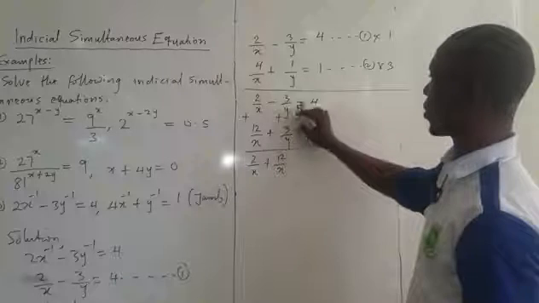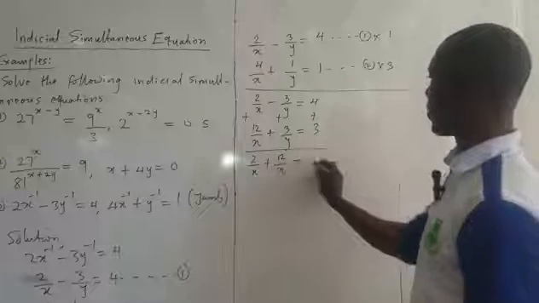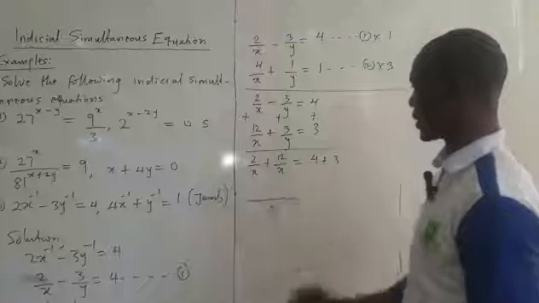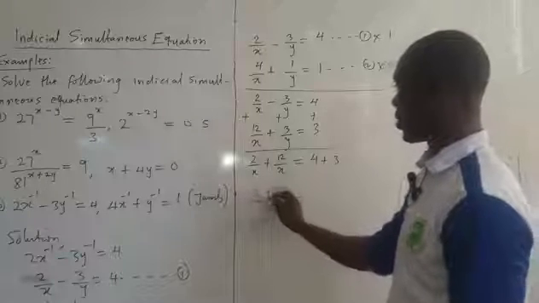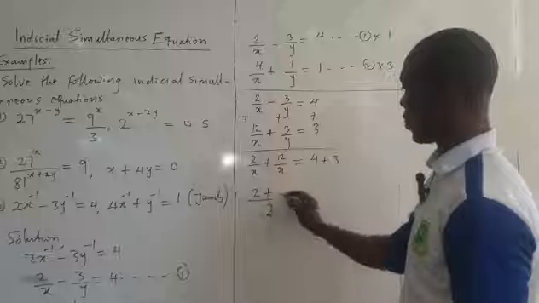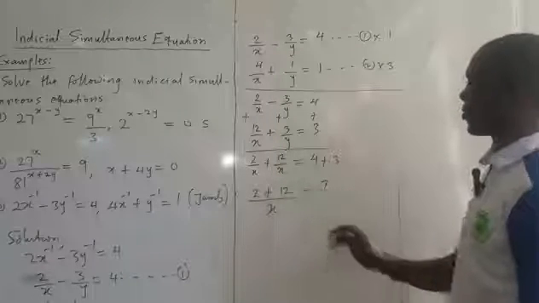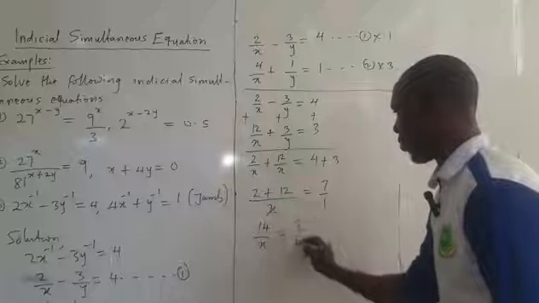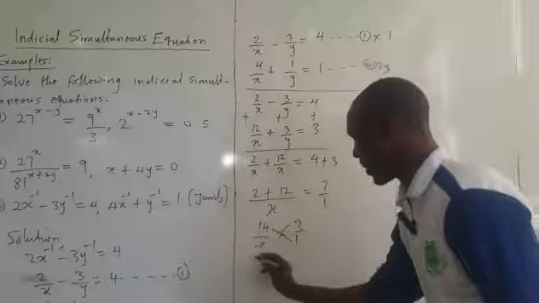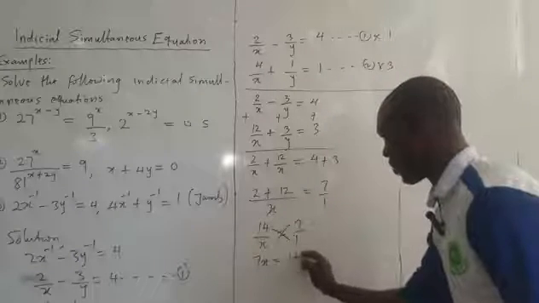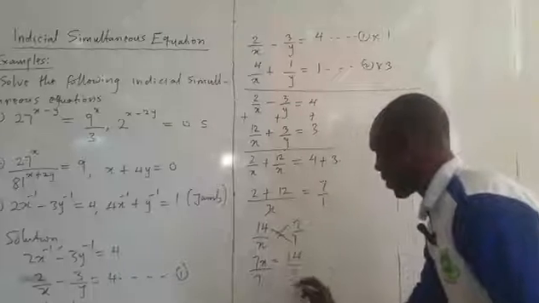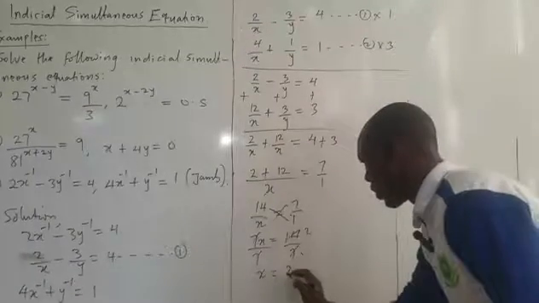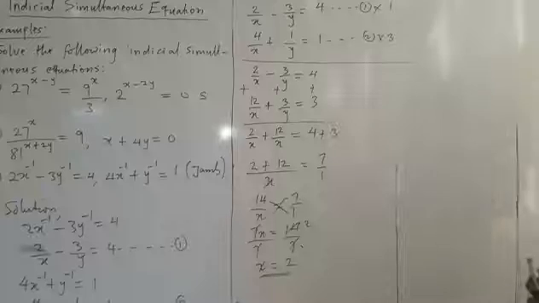Minus 3 over y plus 3 over y has become 0. So we are left with 4 plus 3. Here we look for the LCM of x and x, which is x. So x into x, 1 times 2, 2, plus x into x, 1 times 12, 12, which equals 7 over 1. So we have 14 over x equals 7 over 1. If you cross multiply, 7 times x, that's 7x equals 14 times 1, 14. Divide both sides by 7. So x equals 14 over 7, which is 2. So x is equal to 2. That's the value of x.